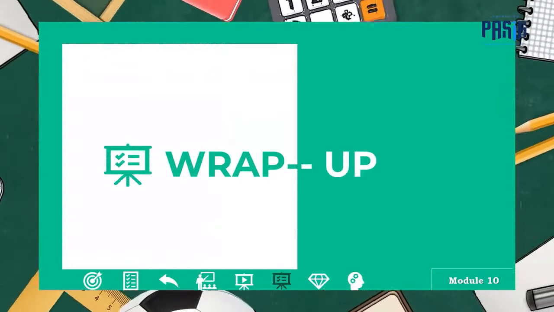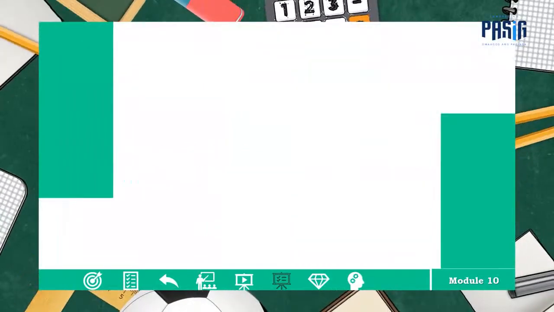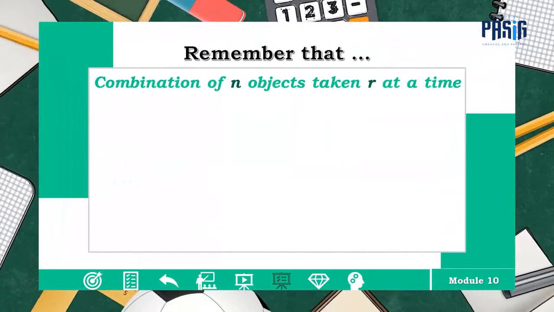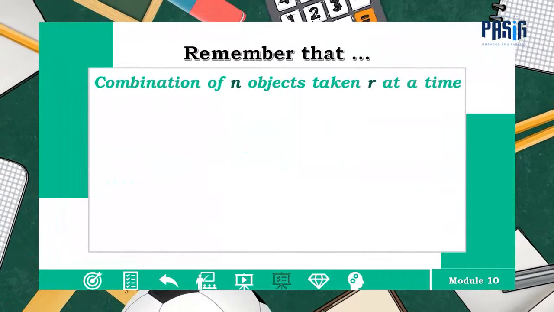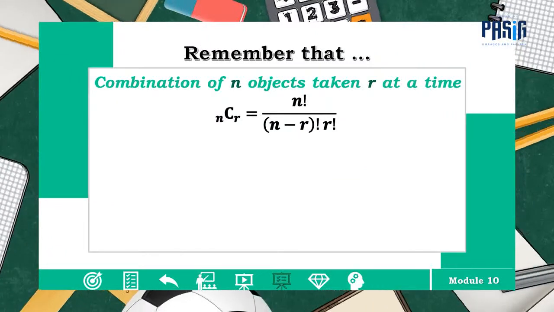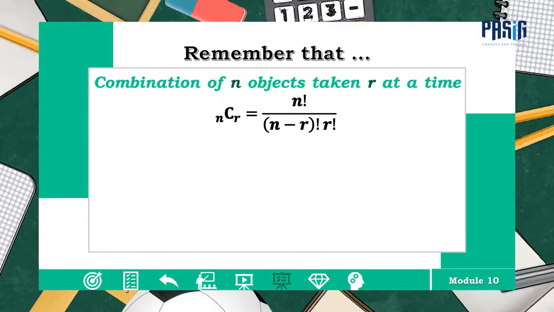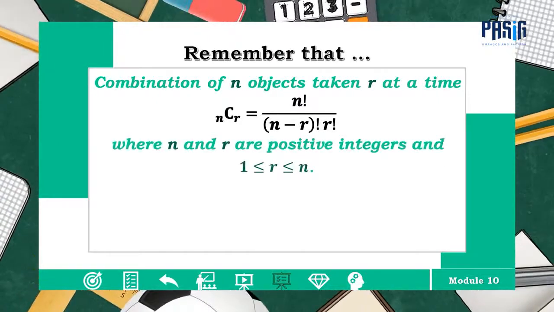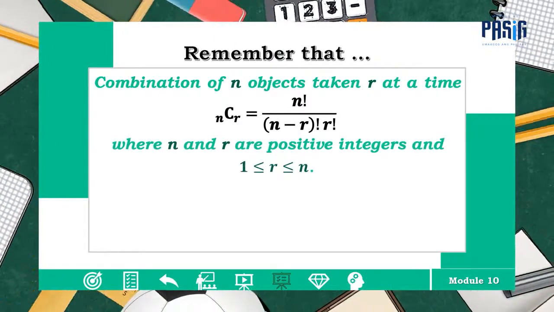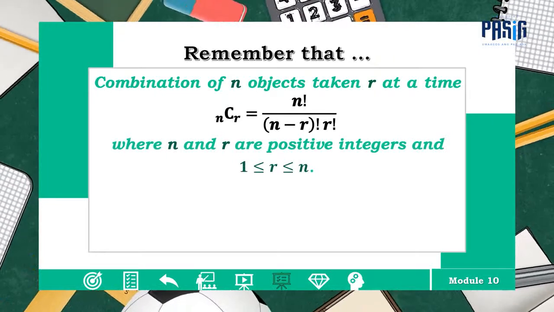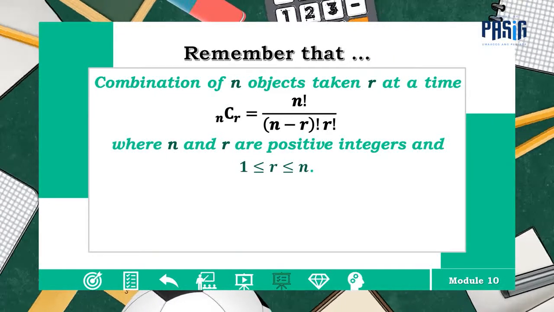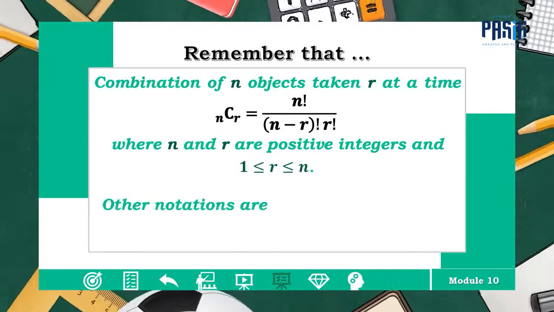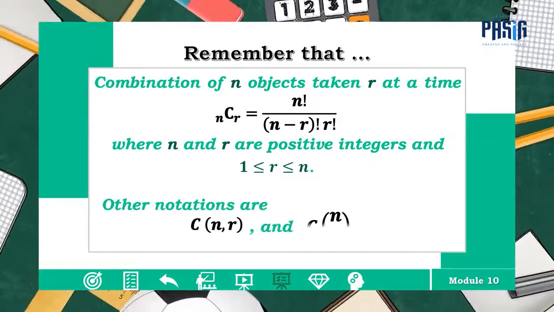Now, let us have a wrap-up on what we have discussed today. Remember that the combination of n objects taken r at a time is equal to n factorial divided by the quantity of n minus r factorial times r factorial, where n and r are positive integers and r is greater than or equal to 1 and less than or equal to n. Other notations can be written in this way.